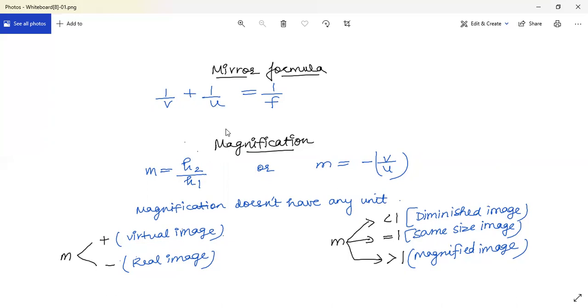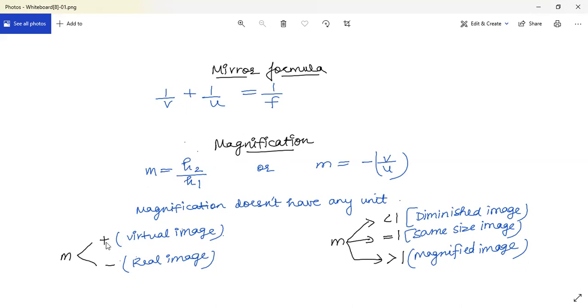So magnification is defined as the ratio of the height of the image to the height of the object, or the ratio of the image distance to the object distance. Okay. Now you can see here the formula of magnification. Either it is m = h2/h1 or m = -v/u. Okay. And magnification doesn't have any unit. Remember that, it doesn't have any unit because it is a ratio.